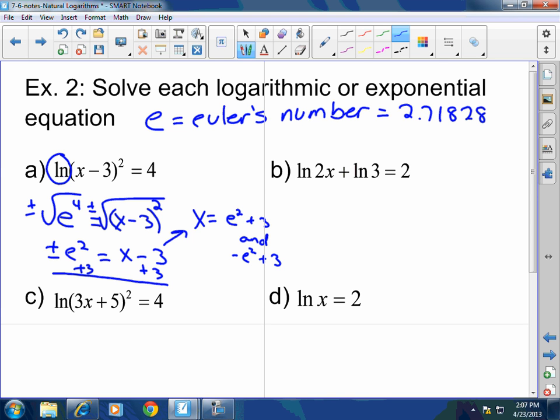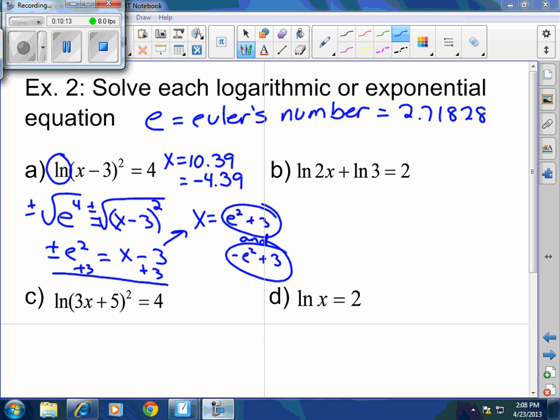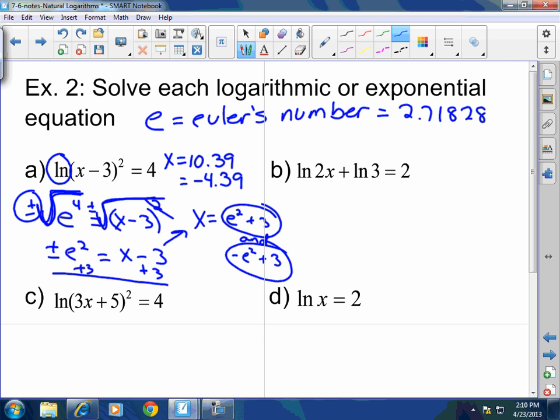Does everyone see how and why I did that? Okay, so let's do the math. What's 3 plus e squared? Okay, 10.389, so let's just say 10.39. And what's 3 minus e squared, guys? I'm getting negative 4.39. Let me pause and make sure you're doing this right on the calculator. Okay, we're back on track here.